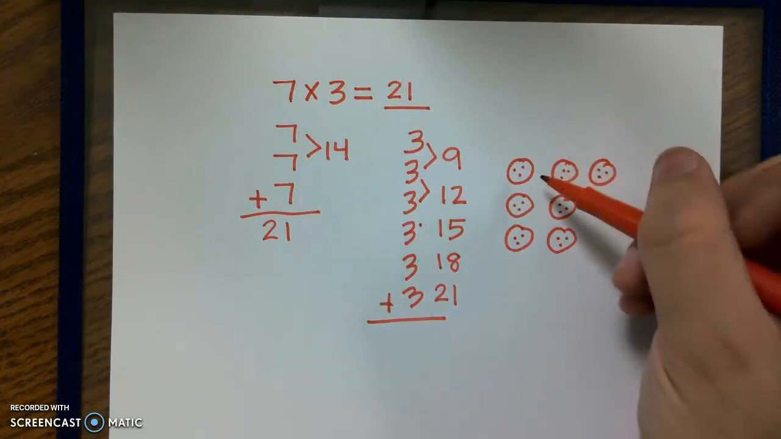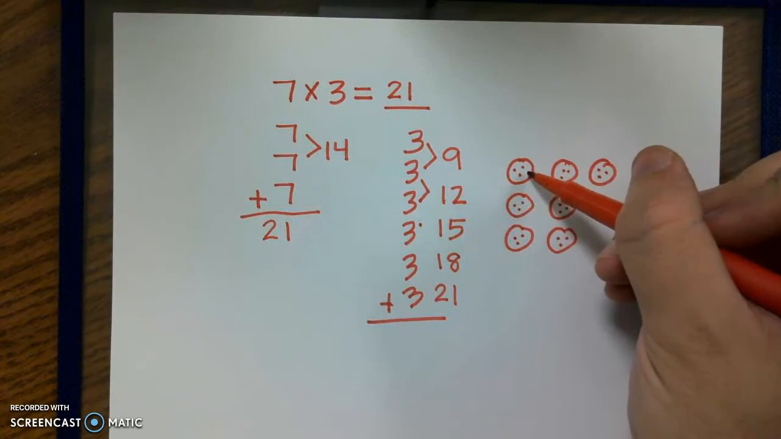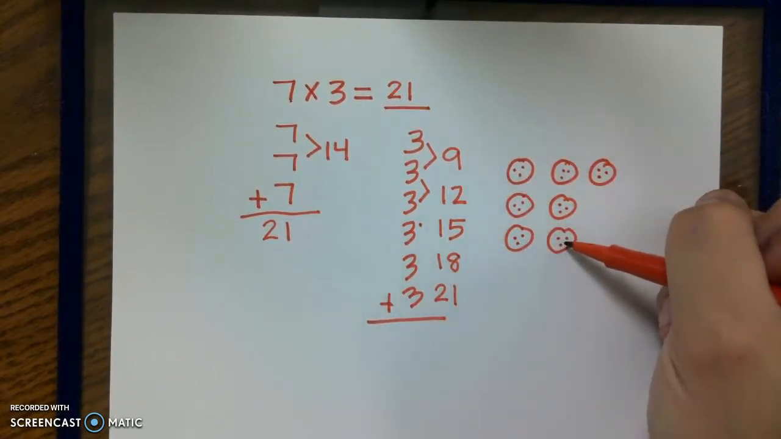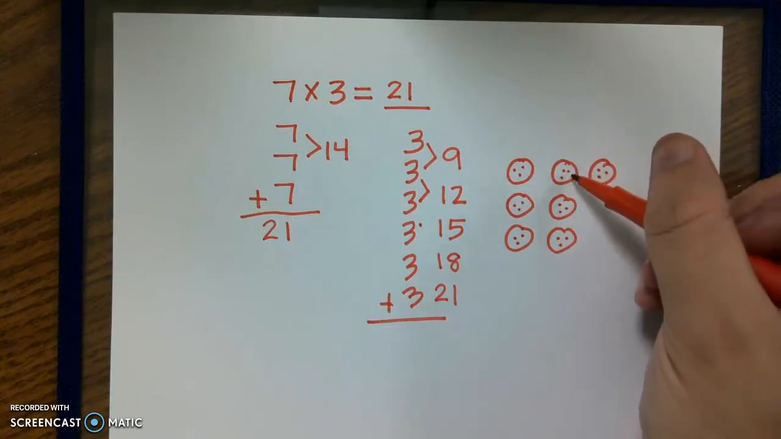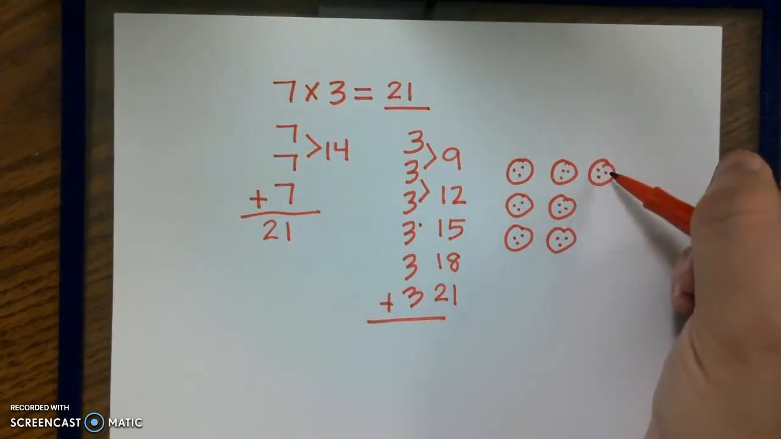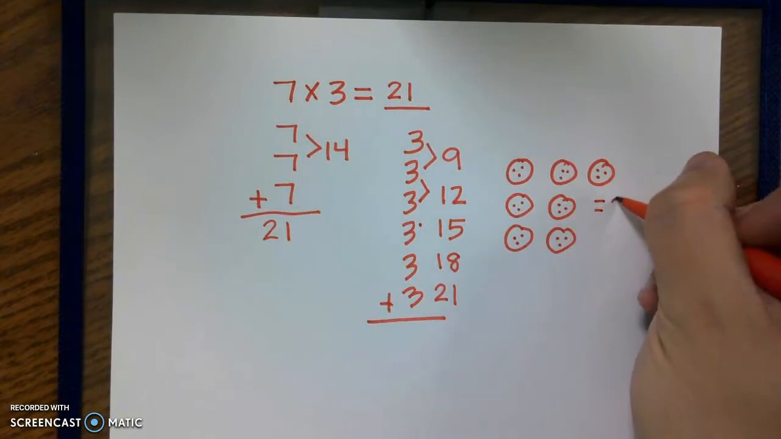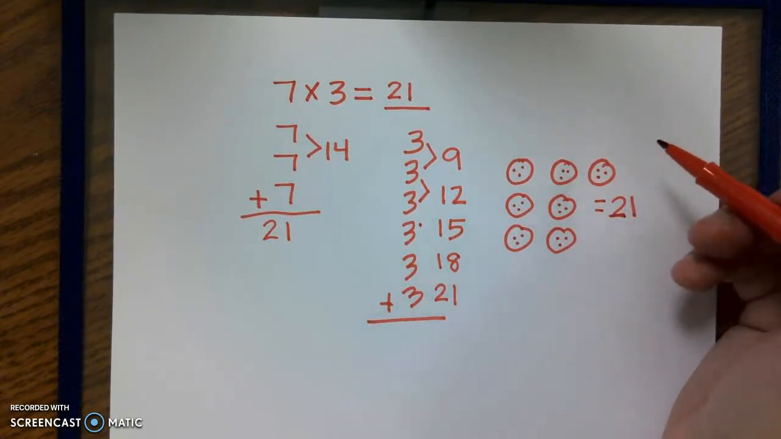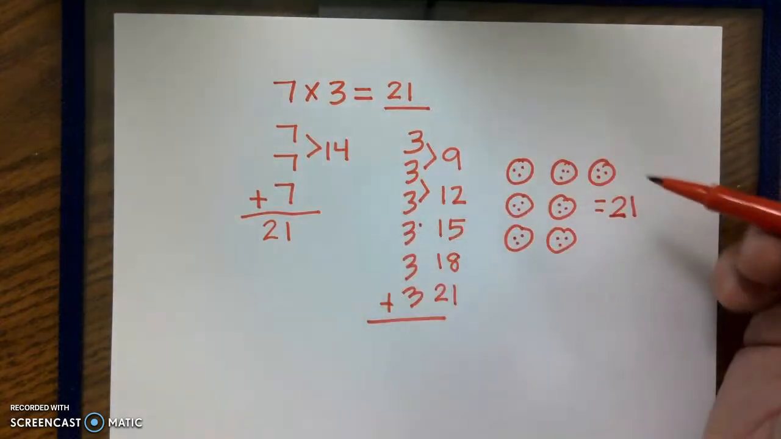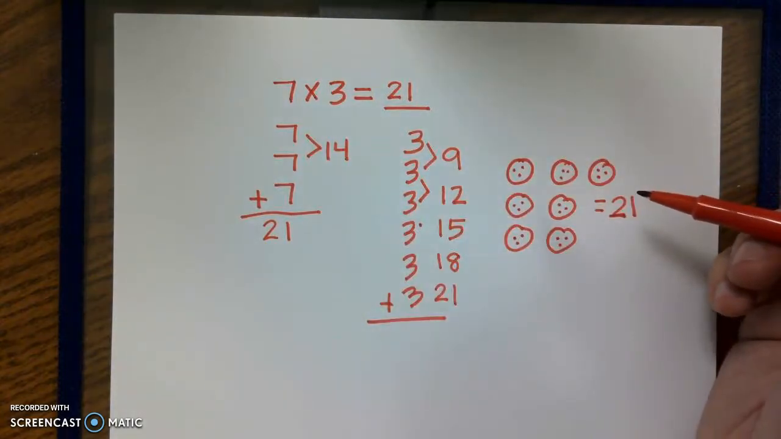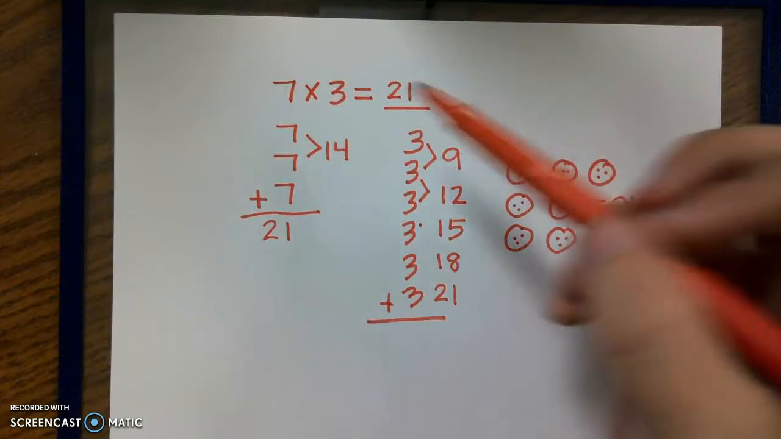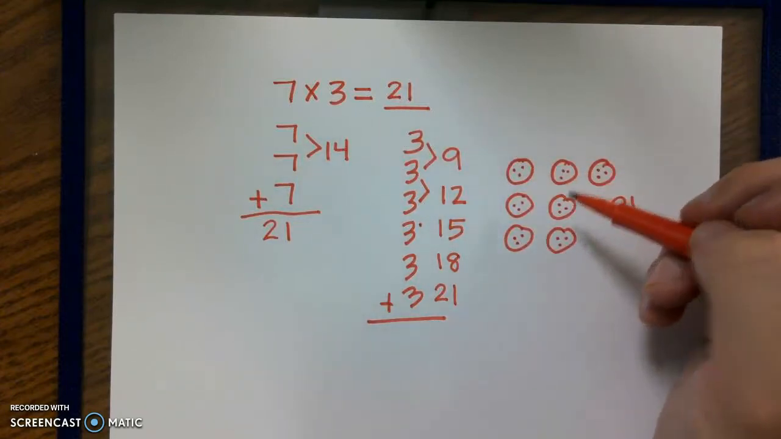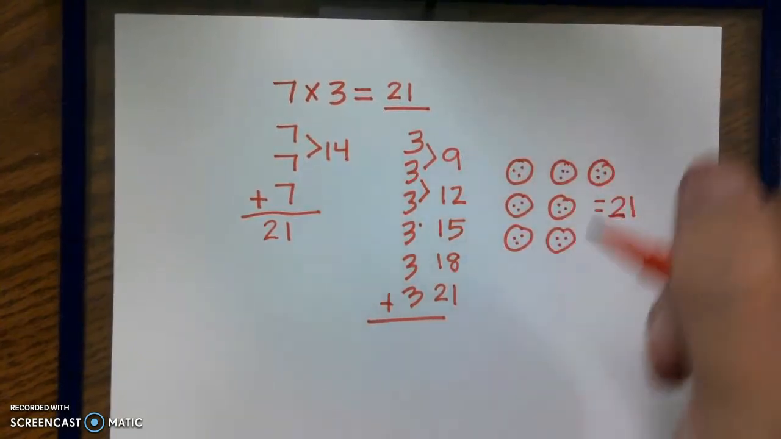Here's how I would know. I can simply count 1, 2, 3, 4, 5, 6, 7, 8, 9, 10, 11, 12, 13, 14, 15, 16, 17, 18, 19, 20, 21. So 7 times 3 is 21. That's basically the three ways that I can show the reason behind why 7 times 3 is 21.